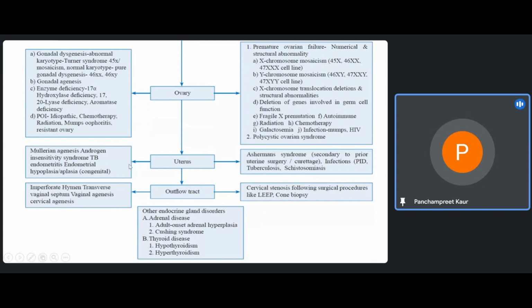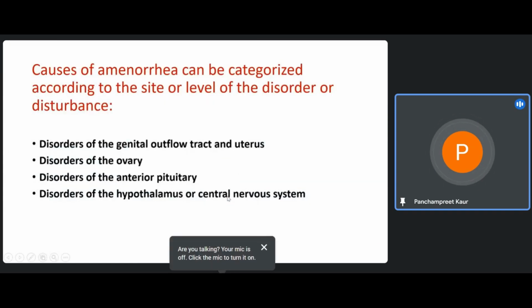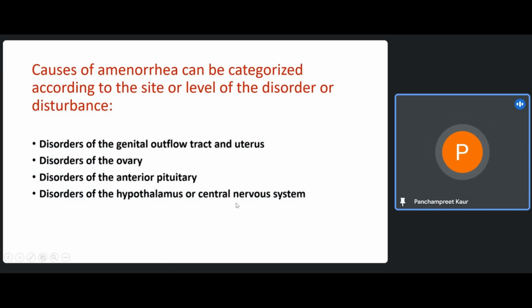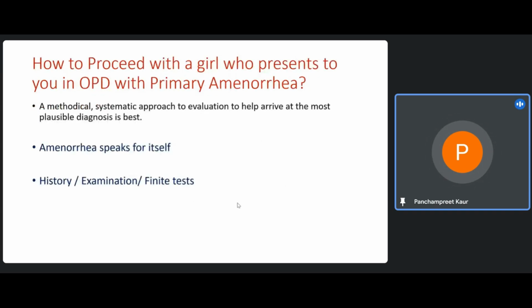The uterine causes can be Mullerian agenesis, androgen insensitivity syndrome, or congenital aplasia, and outflow tract abnormalities in cases of imperforate hymen or transverse vaginal septum. There are also autoimmune causes and thyroid disorders. To make it simple, we will go from below upward. We will discuss the disorders of the genital outflow tract and uterus, followed by the ovary, then the anterior pituitary, and the hypothalamus or central nervous system. We have to exclude one by one to reach a particular diagnosis.